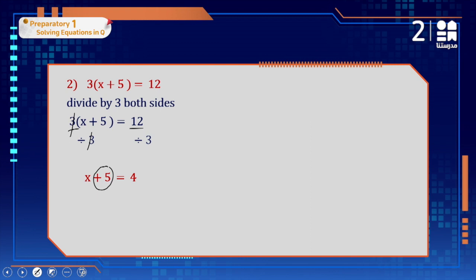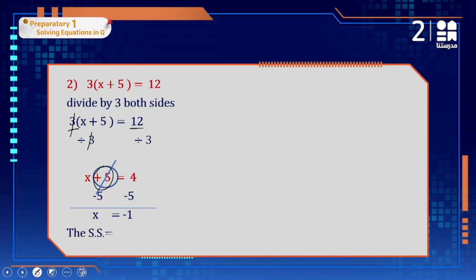Subtraction. So we need to subtract 5 from both sides. So we are going to write minus 5 for both sides and cancel plus 5 with minus 5. We will get x alone. And 4 minus 5 equals negative 1. So x equals negative 1.